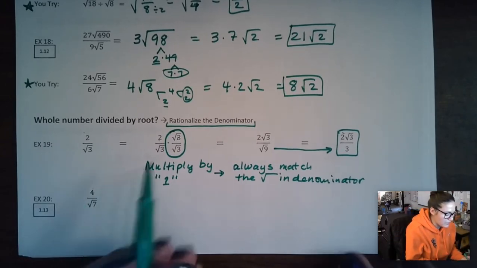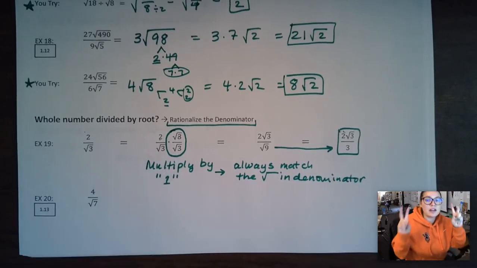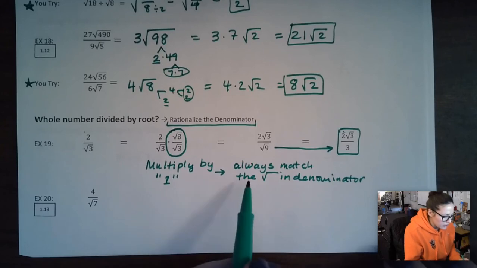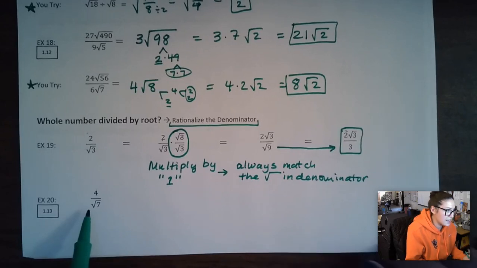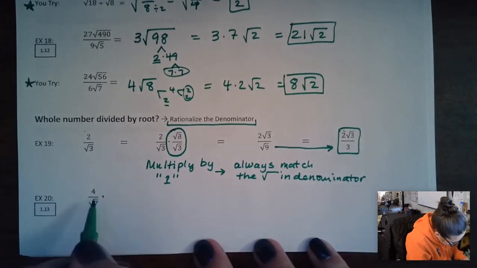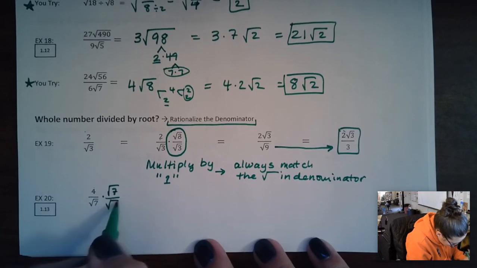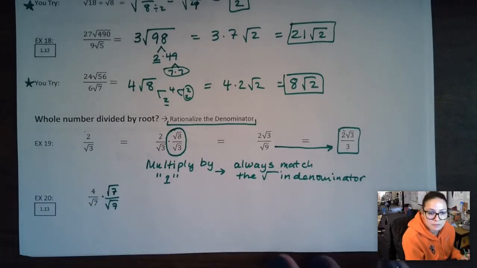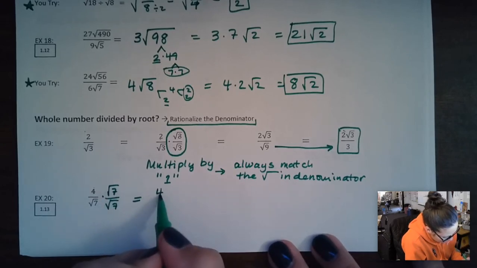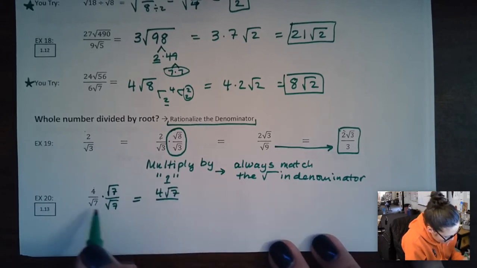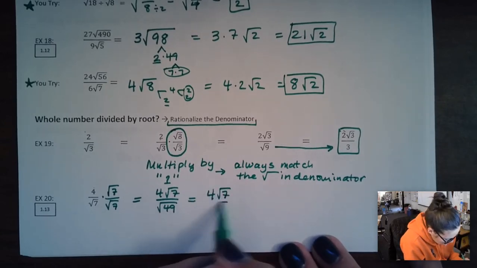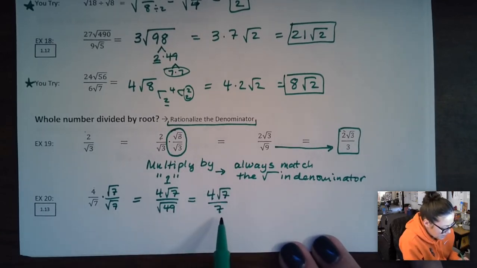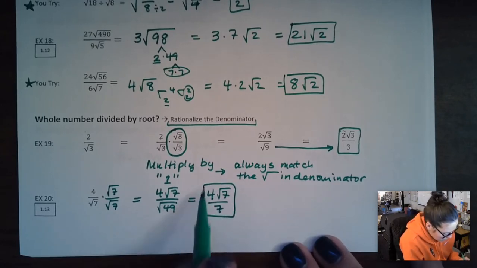All right, so let's try this one here. 4 divided by the square root of 7. My first step is to multiply by 1. And what does that 1 look like? Well, it always has to match whatever the square root is in the denominator, which in this case is the square root of 7. So I'm going to multiply by the square root of 7 over the square root of 7, which gives me 4 square roots of 7. Square root of 7 times the square root of 7 is the square root of 49, which I can actually take the square root of, and it gives me 7. Since my denominator isn't a square root anymore, boom, I'm done.